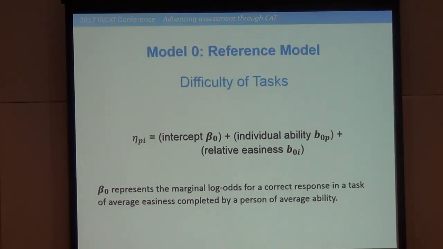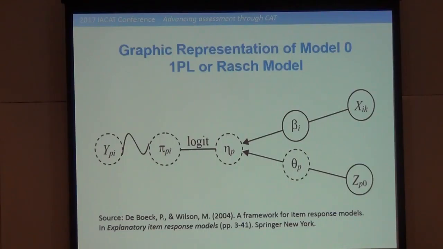Marginal means that we control other independent variables or hold them constant. Here we choose to pick an average easiness task completed by a person of average ability. And this is the graphic representation of model zero. It's called the one-parameter IRT model or Rasch model. Actually, there's a hot debate. People from the Rasch camp say you cannot say it is a one-parameter IRT model. Yeah, it doesn't matter here. This is the graphic representation.